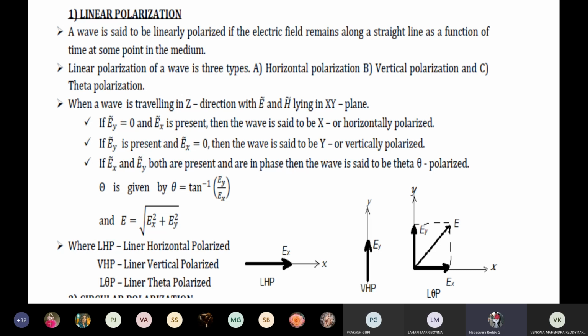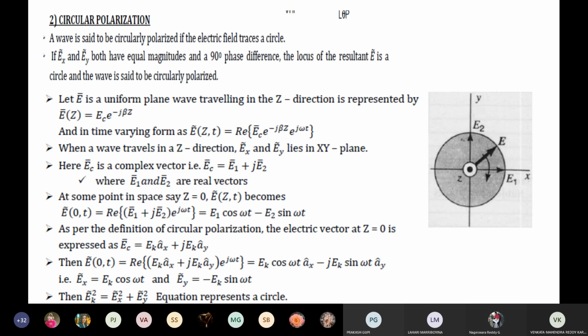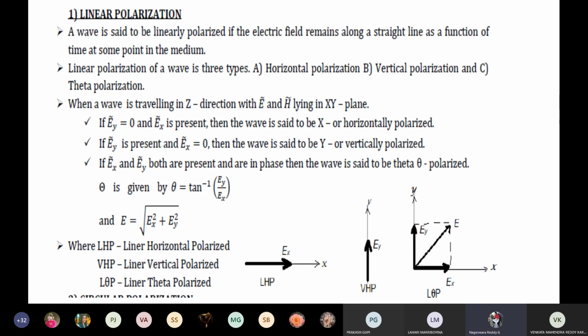When a wave is traveling in the z direction with E and H lying in the xy plane, if Ey is equal to 0 and Ex is present, then the wave is said to be horizontally polarized. On the x-axis, y is equal to 0. Ey is equal to 0 and Ex is present, so that is known as horizontally polarized. If Ey is present and Ex is equal to 0, then the wave is said to be vertically polarized. What is vertically polarized? On the y-axis, x is equal to 0.